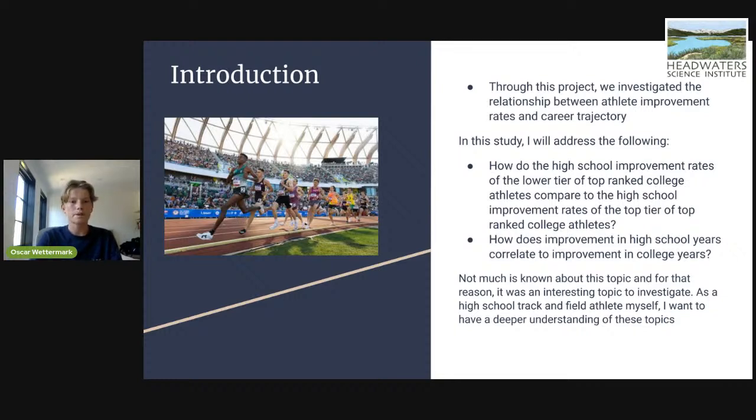In this question, we're basically comparing two groups, which are the top-tier ranked college athletes and the lower tier ranked college athletes, and we're comparing their improvement in high school. The second question is: how does improvement in high school years correlate to improvement in college years? In this question, we're seeing if there's any correlation between the improvement in high school versus the improvement in college.